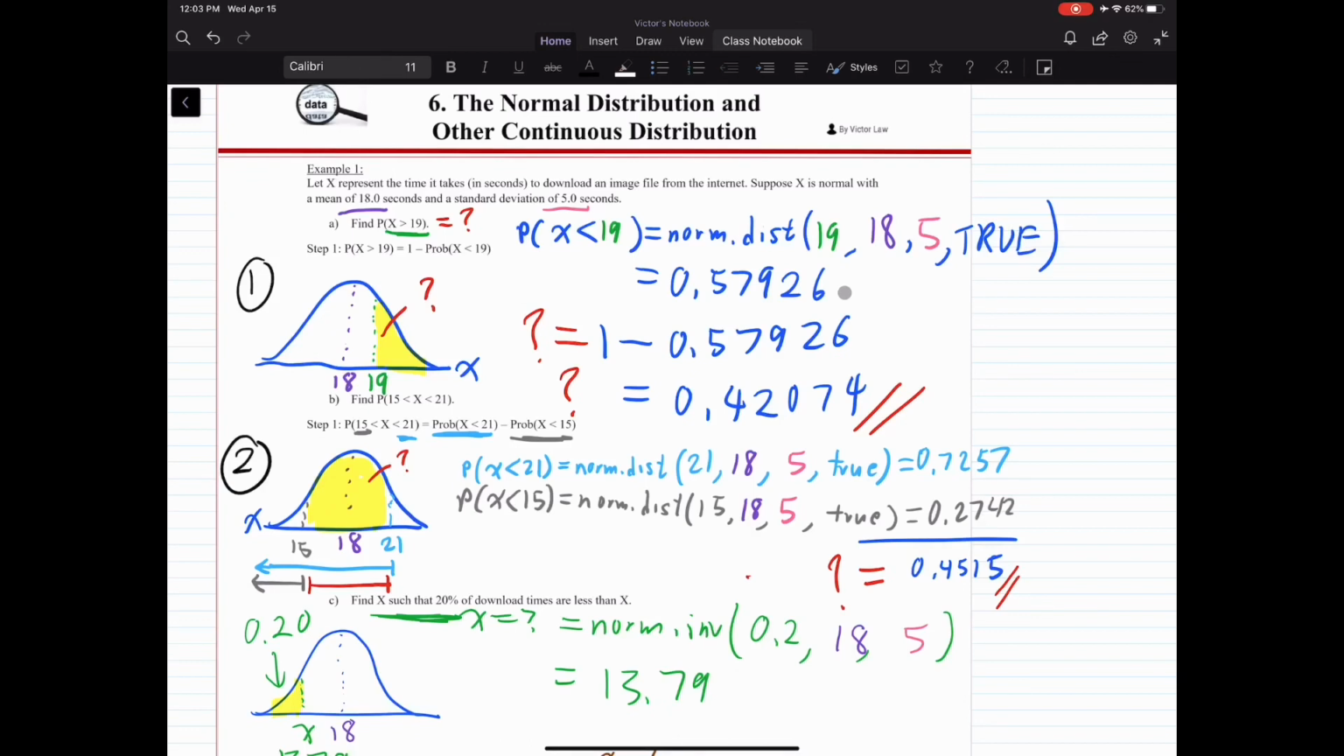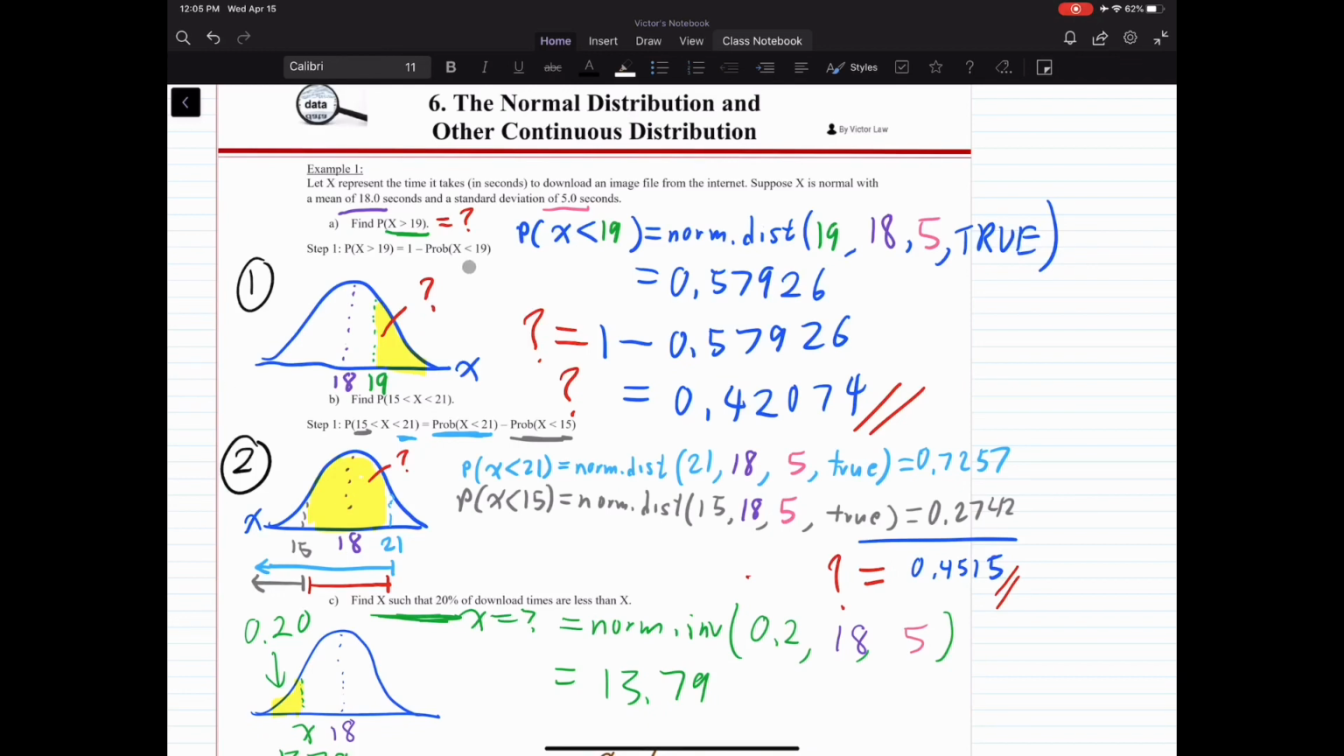Once we have calculated in Excel the probability of x to the left of 19, we take 1 minus that probability, so 1 minus 0.579, and that will give you the probability of x is greater than 19, which is the 42% that we have calculated, and that's part A. The concept you need to understand for part A is that Excel only gives you the probability to the left of a certain number. If you want to find the probability to the right, you take 100% and then minus the probability to the left of that.